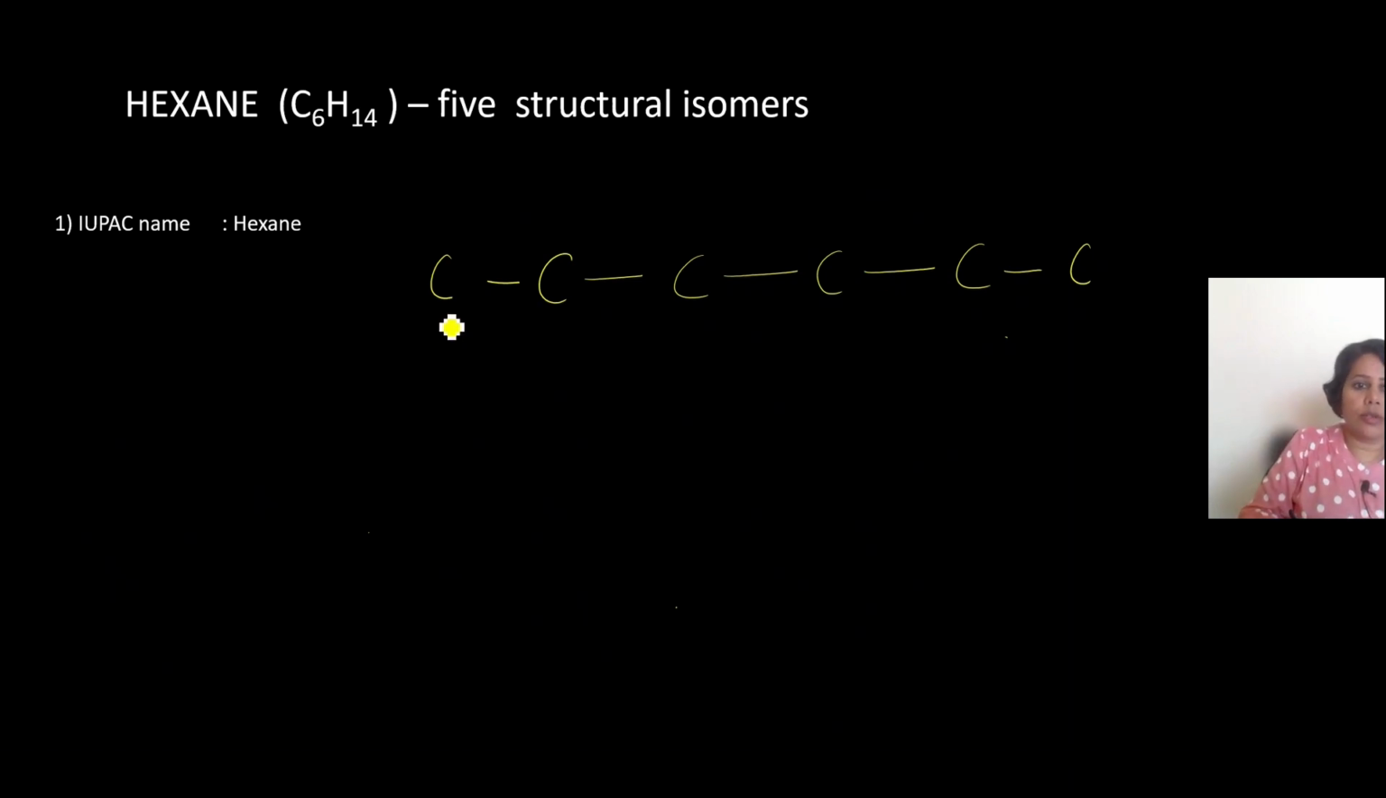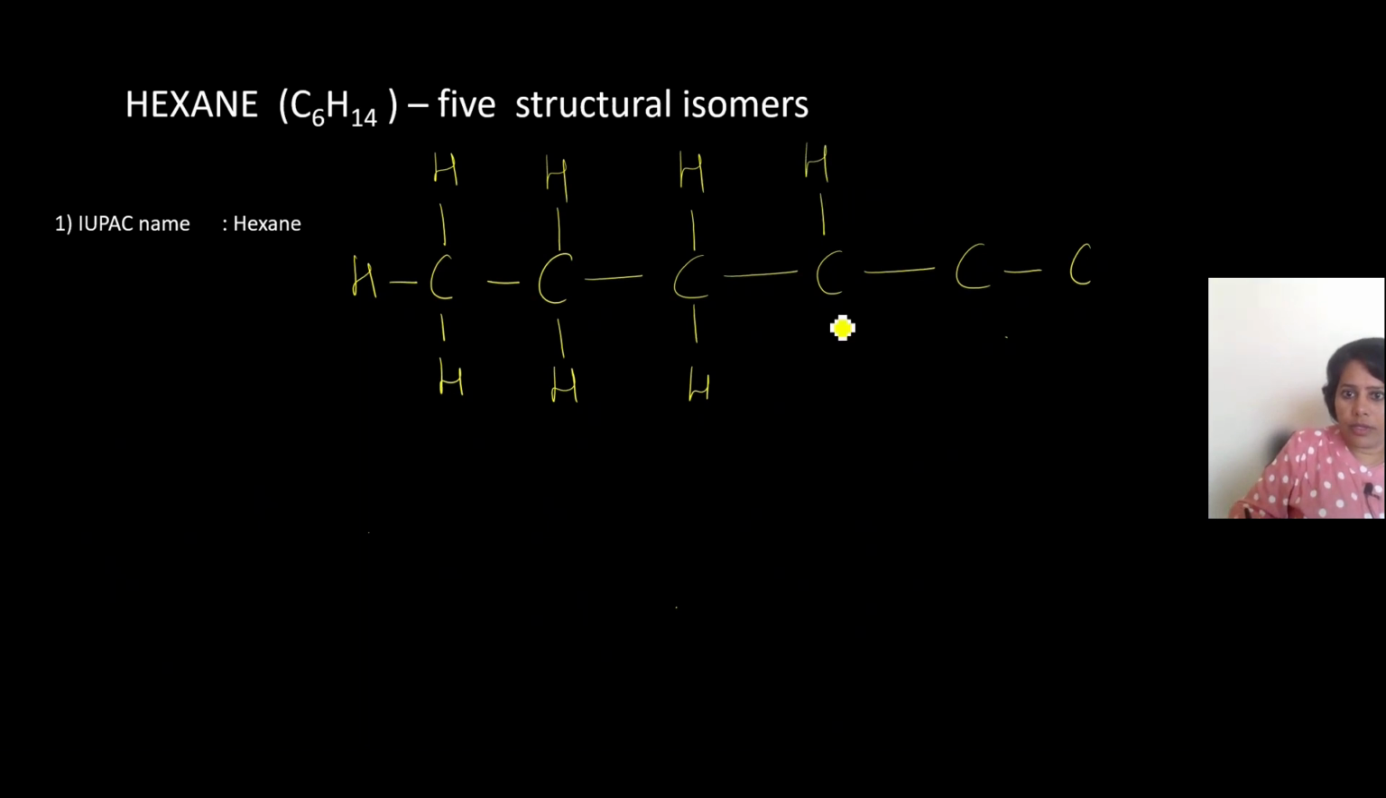Then put all hydrogen. Carbon is tetravalent. So 1, 2, 3, 4, 5, 6, 7, 8, 9, 10, 11, 12, 13, 14. So we have 6 carbon atoms and 14 hydrogen atoms. So this is the one isomer of the hexane.